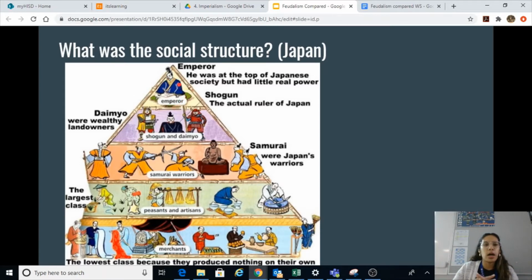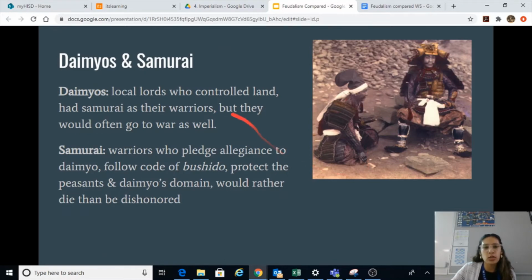So he's at the top of the social structure because he is basically like the representative of the gods on earth, but he has very little political power. The shogun is actually the ruler of Japan, and the shogun is going to rule Japan in the name of the emperor. He's like, I'm not the emperor, but I'm ruling with his permission. So that's the social structure of Japanese feudalism.